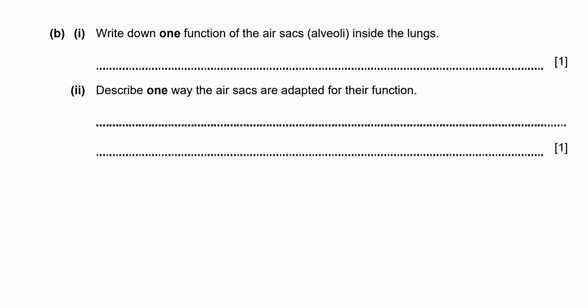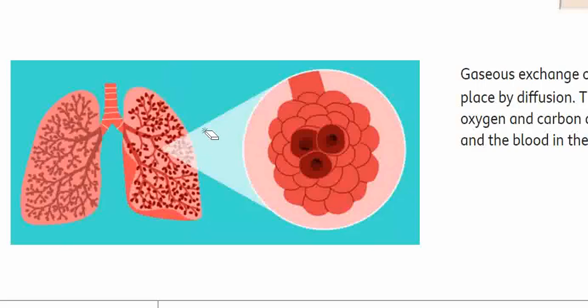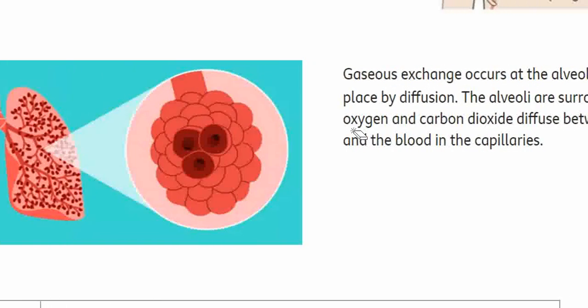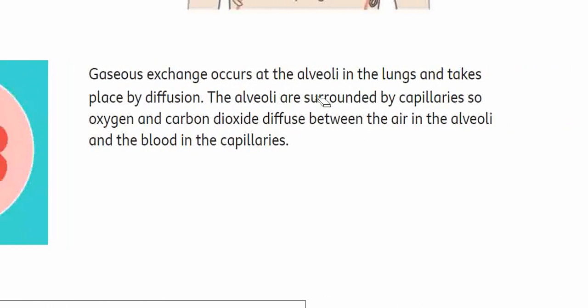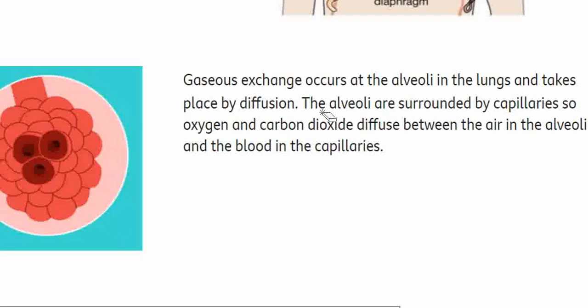Next question. Question B. Write down one function of the air sacs or alveoli inside the lungs. Next, describe one way the air sacs are adapted to their function. So let's see a closer look at the pictures of air sacs or alveoli. It's like a cluster of grapes. Gas exchange occurs at the alveoli in the lungs and takes place by diffusion. The alveoli are surrounded by capillaries, so oxygen and carbon dioxide diffuse between the air in the alveoli and the blood in the capillaries.